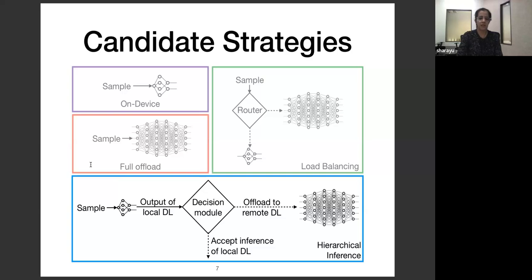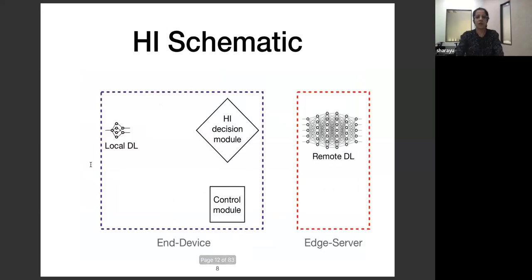That is, each sample either goes to the local model or to the remote model. In contrast to this, under hierarchical inference, all samples go through the local model, and a subset of them are then offloaded to the remote model. Just for clarity, here is a detailed schematic of hierarchical inference.